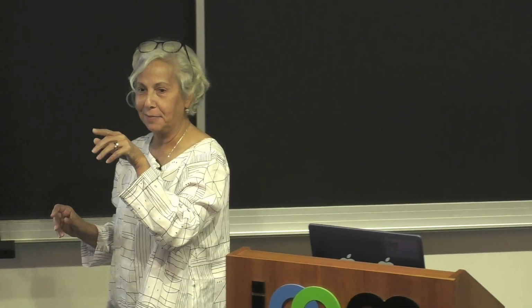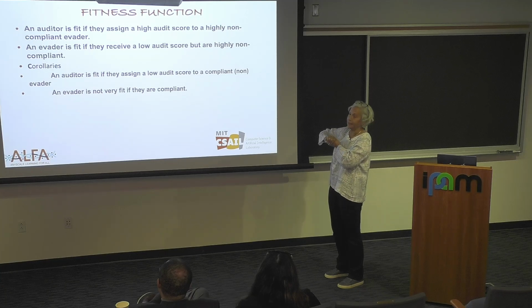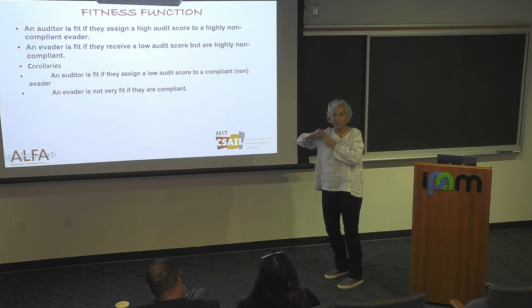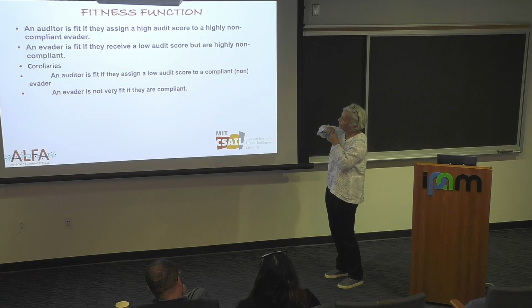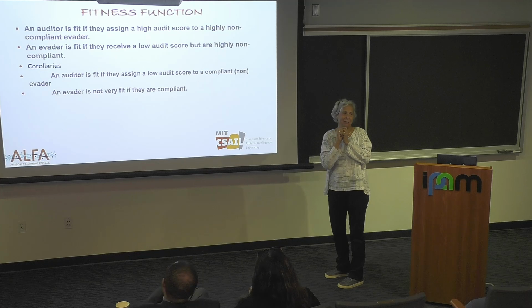And so to set this up, we have a fitness function. Who asked about the fitness function? Yeah, so I'm not going to give you the numbers, but an auditor is going to be fit if they assign a high audit score to a highly non-compliant evader. So that means I managed to hide a lot of money as an evader. And an evader is fit if they receive a low audit score but are highly non-compliant.